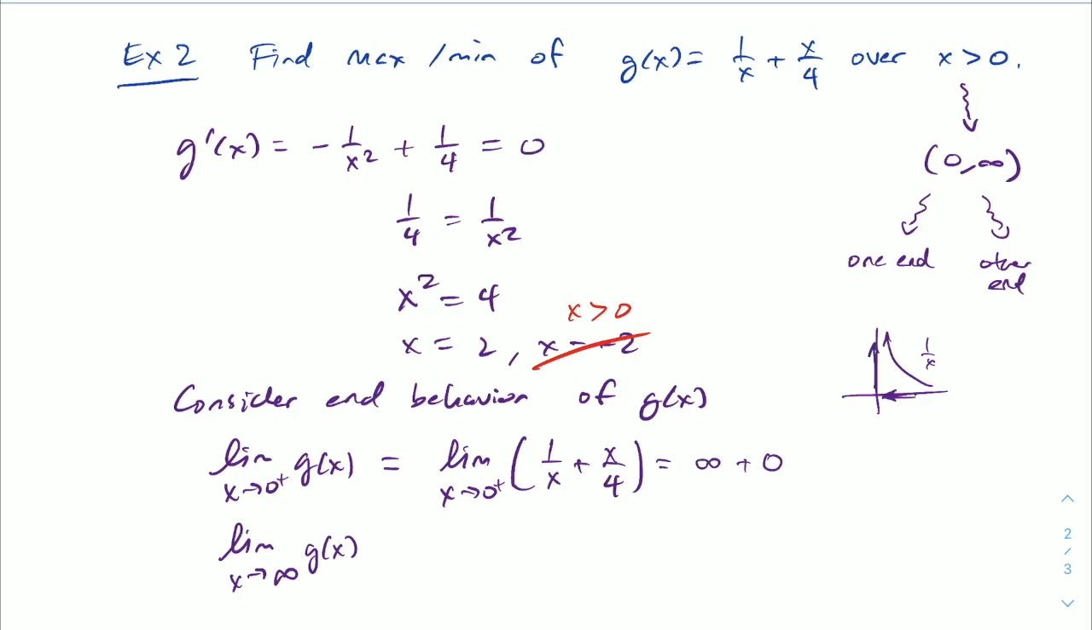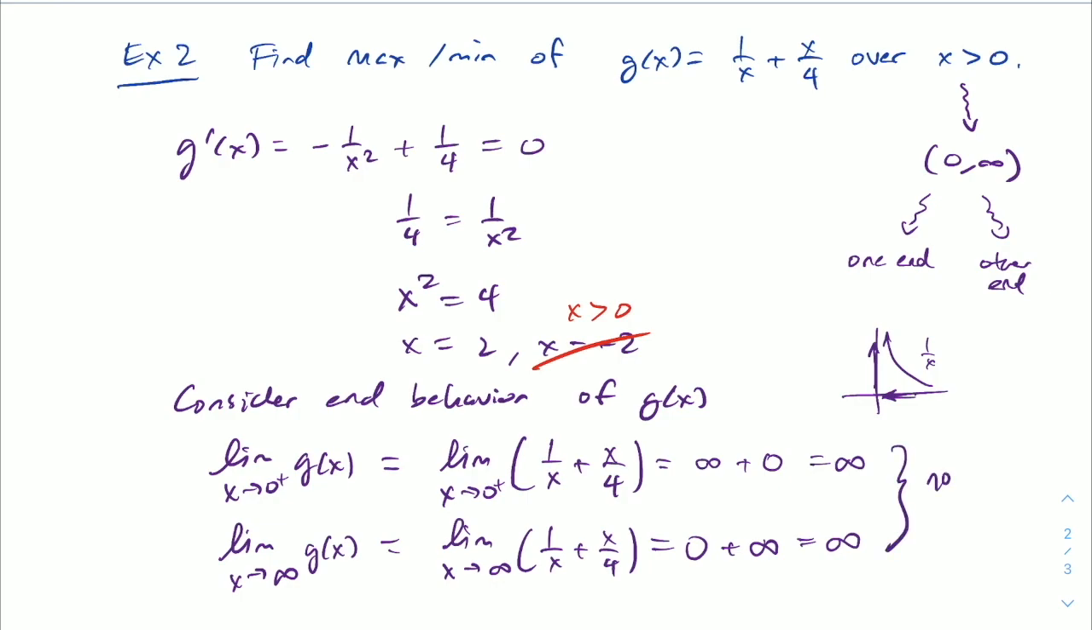Okay, and then if we take the limit as x goes to infinity of 1 over x plus x over 4, the 1 over x goes to 0, and the x over 4 goes to infinity. So in both cases, we're going to infinity. This means that there is no absolute max, no number that all other outputs are below.